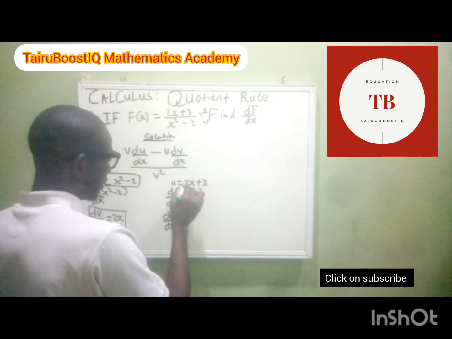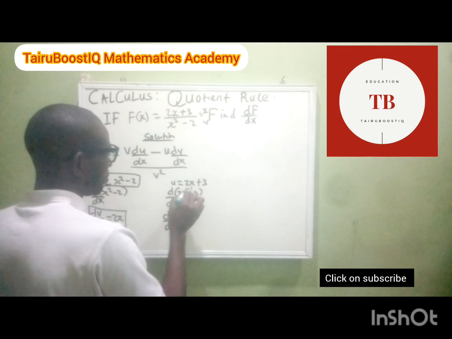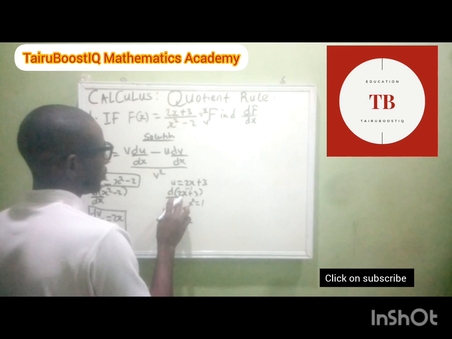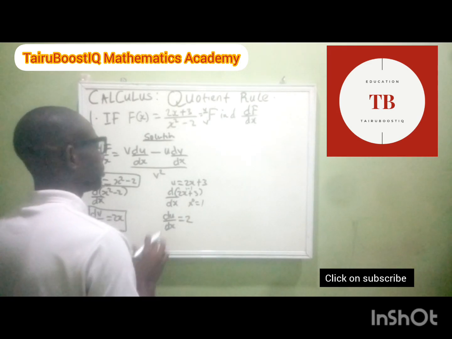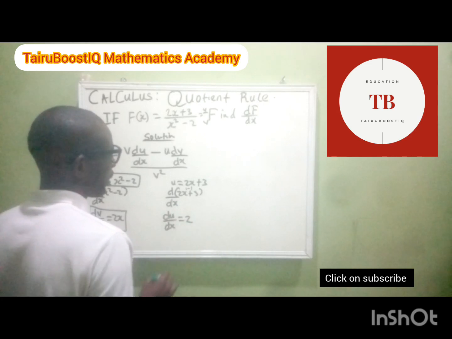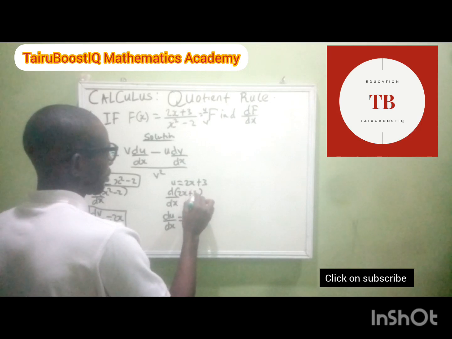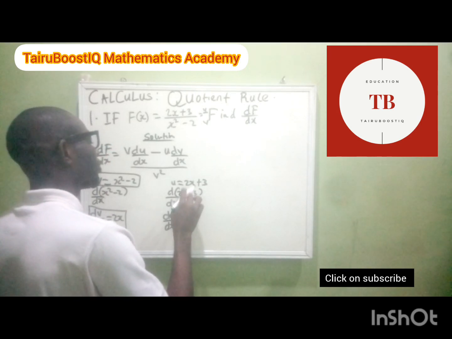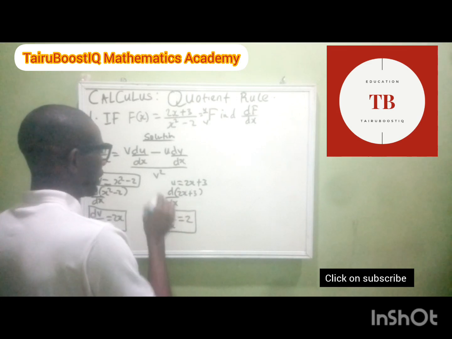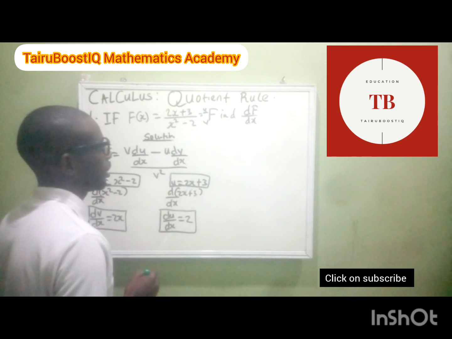This one is carrying an invisible 1. We say 1 times 2 gives us 2. Then 1 minus 1 is 0, and any number raised to power 0 is 1, so 2 times 1 is still 2. So the derivative of 2x plus 3 is ordinary 2. We consider 3 as a constant value, because it's not carrying the letter x, and the derivative of a constant is 0. So now we have our du over dx, and we have our u, which is 2x plus 3.